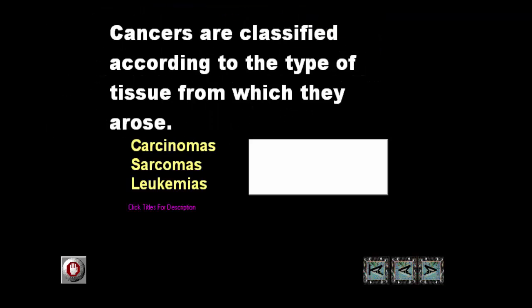So cancers are classified according to the type of tissue from which they arise. The carcinomas, might have heard of that word, are cancers of the tissues that line your body cavities, your mouth, let's say, or other body cavities. Sarcomas, on the other hand, are cancers of what are called connective tissue. Your bone is a connective tissue. Leukemia is a special type of connective tissue cancer. Leukemia is specifically cancer of the blood.